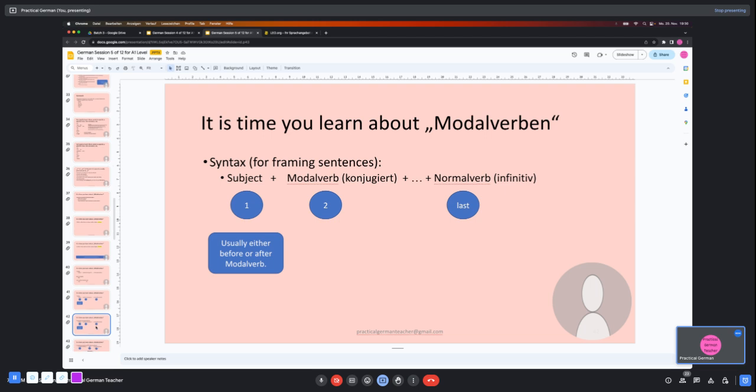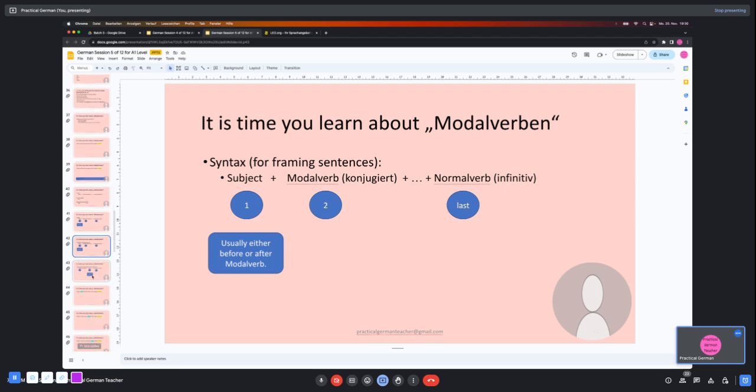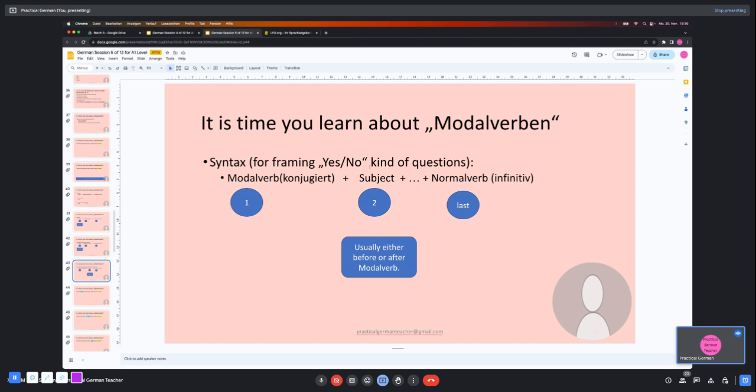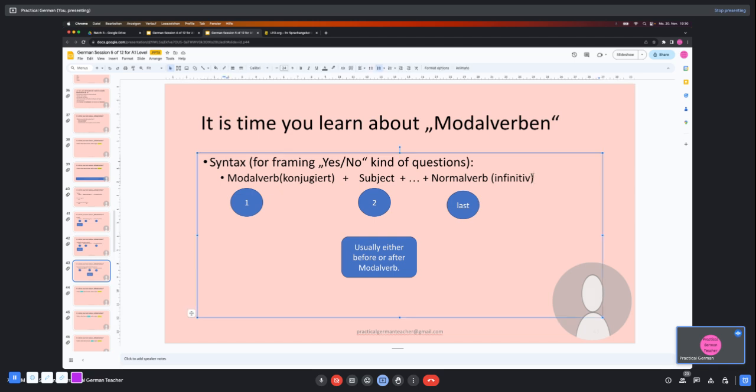So what about questions? For yes or no questions, it's very obvious. Normally you just replace subject and verb. So here as well, you replace the subject and the conjugated verb's position. The first position is now the modal verb, and the subject comes after it. Of course, you need a question mark at the end because it is a yes or no question. And what about a W question? It's very simple. You add the W word at the beginning.